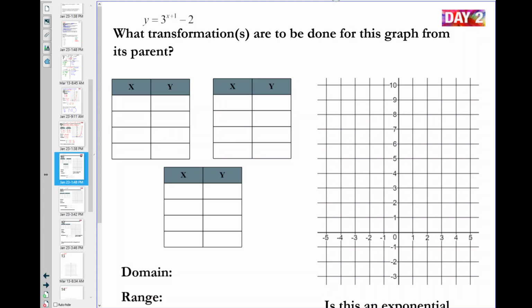Mohammed. Is this a growth or decay? It is a growth. I don't know why they have so many tables here, but maybe that's why.